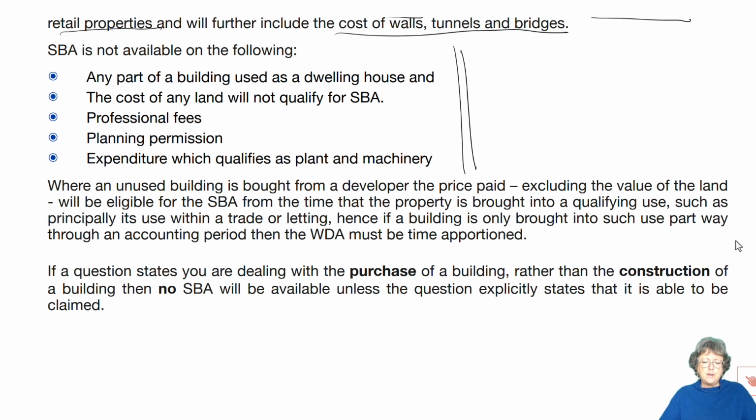It says that if a building is only brought into such use partway through an accounting period, you'll have to time apportion it. I'm not sure you'll get one of those, but just be aware that that is the case. If a question states you're dealing with the purchase of a building rather than the construction of a building, then no SBA will be available unless the question explicitly states that it is able to be claimed.